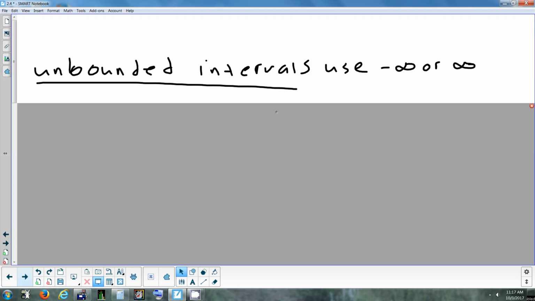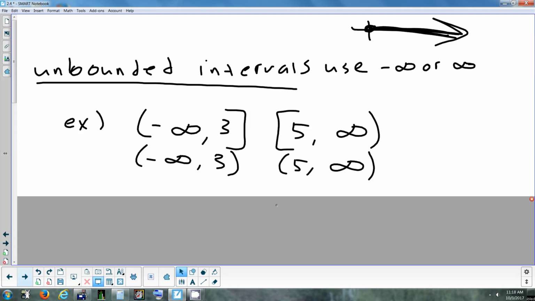Unbounded interval means that one end of your interval goes on forever. It never stops. So when you graph an unbounded interval, usually it looks something like this. There's an arrow going in one direction, meaning keep going, you don't stop. These are all examples of unbounded intervals. The 2 on the left are unbounded on the left, but the first one is closed and the second one is open. On the right, these are both unbounded on the right-hand side. The first one is closed, the second one is open.